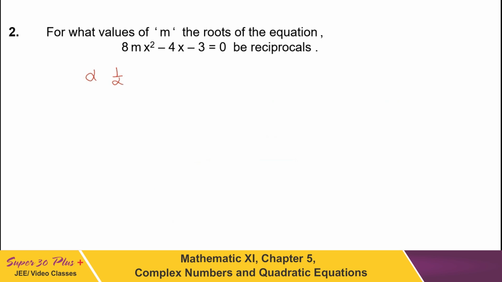So we are going to apply the product of roots here. This is c upon a. What is the value of c upon a? It is minus 3 upon 8m, and this is equal to 1. So we can simplify it. m is equal to minus 3 by 8. This is the value of m.